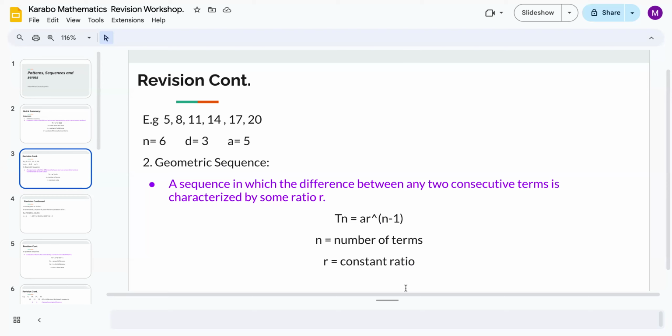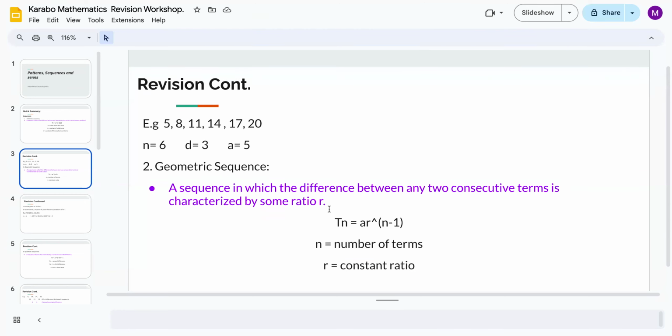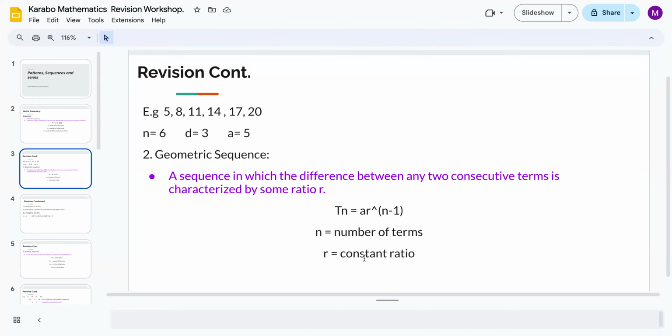So Tn, the general term, is given as Tn = ar^(n-1). This arrow over here represents to the power of, so whenever you see this arrow, just know that whatever follows is a power. So ar to the power of n - 1, where a is still the value of the first term, r is the ratio, and n is the total number of terms. No, sorry, a is not the value of the first term with geometric sequences, that was just arithmetic sequences only. So r is the ratio, and n is the number of terms. Now, how do we get r?